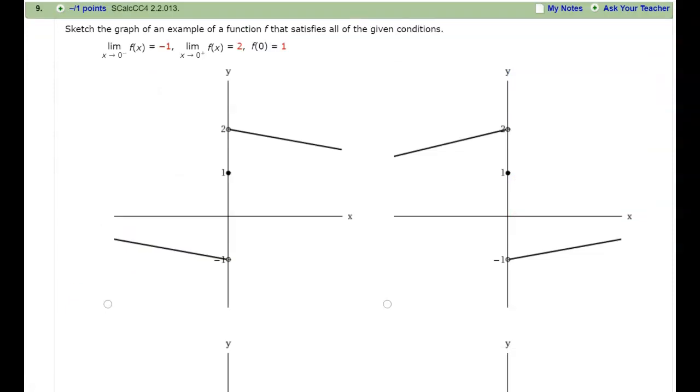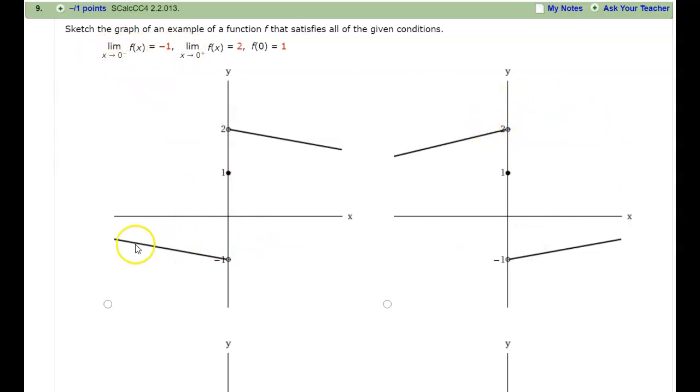On the next problem, number 9, they're asking you to sketch an example of a function that satisfies all the conditions. So starting from scratch, this is a little more difficult, but this isn't asking us to start from scratch. It's giving us some examples. So as x goes to 0 from the left, we want to go to -1. That graph does. This graph does not.